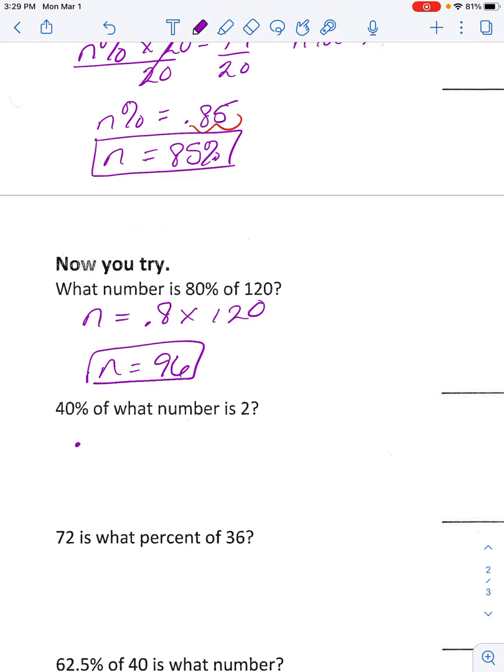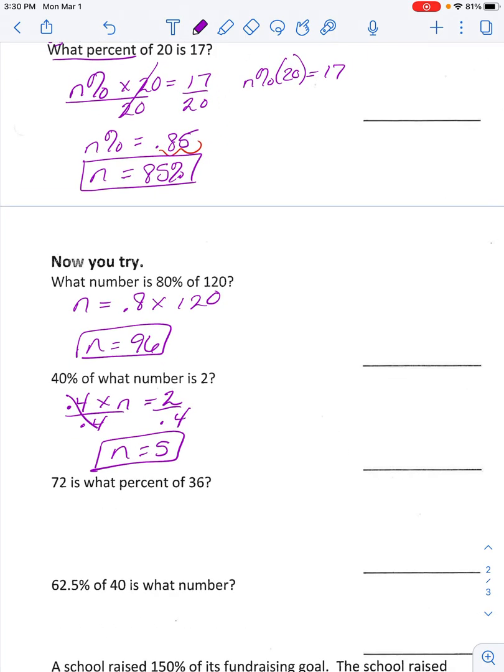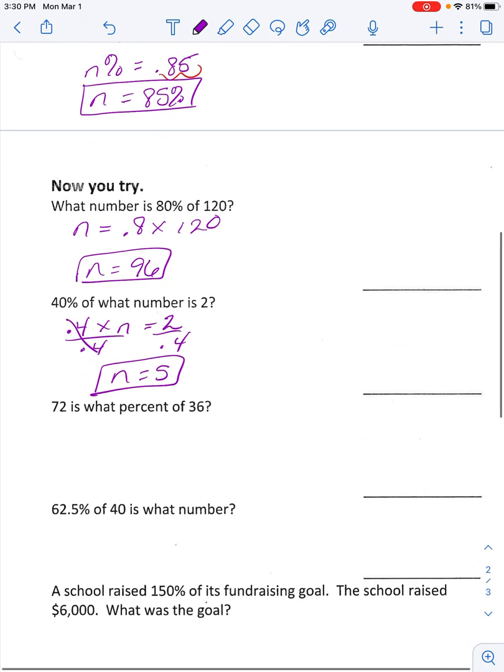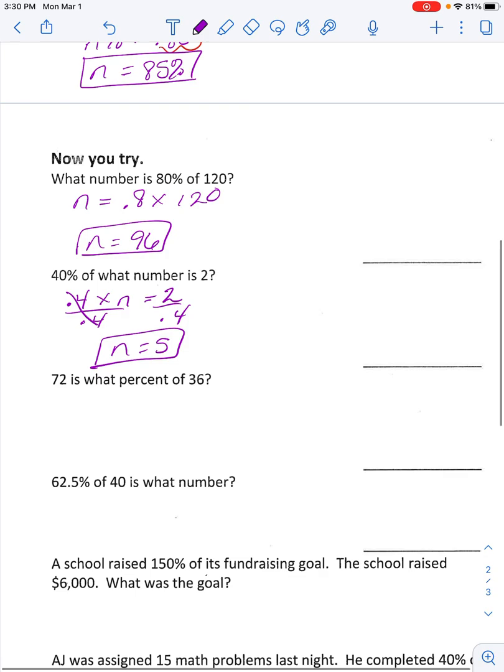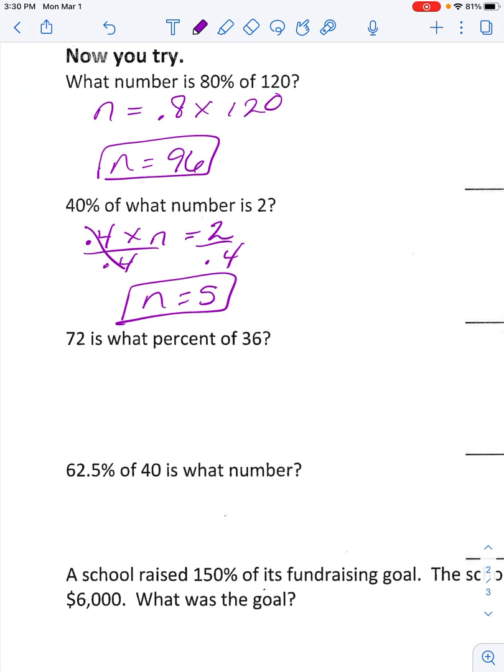Okay, and the second one, 40%. As soon as you see a percent, change it into a decimal of some number. What number? Is 2. Okay, we want to solve for n. So instead of multiplying by 0.4, we're going to divide by 0.4 on both sides. 2 divided by 0.4. You should have got 5. Okay? Alrighty, now pause and try the next two. Let's see how you do.